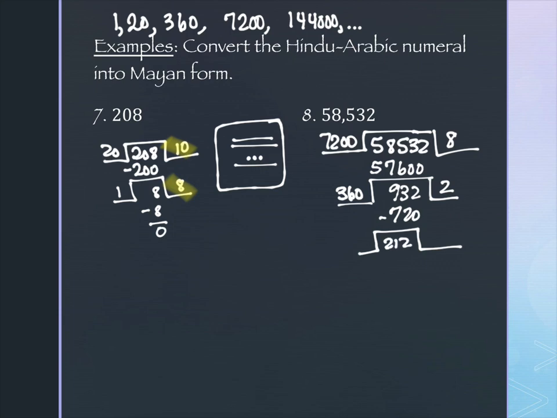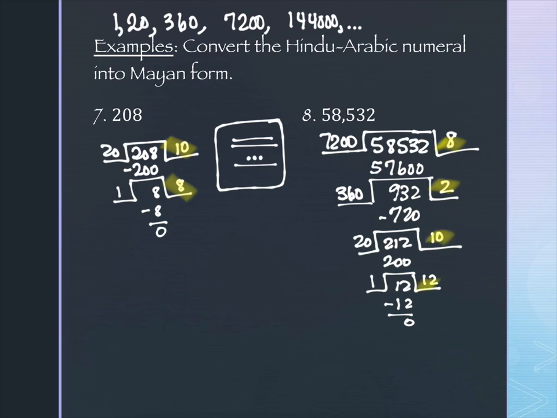What will I divide by next? 20. How many 20s are there in 212? 10. 10 times 20 is 200. Subtract gives me 12. That's right. And then we divide by our 1 to give us our 12 at the end. Okay. Let's write these symbols. So I have 8, 2, 10, 12.